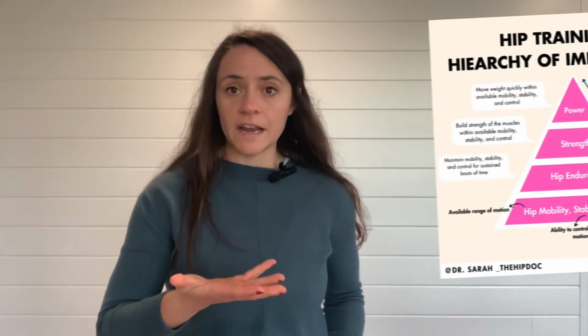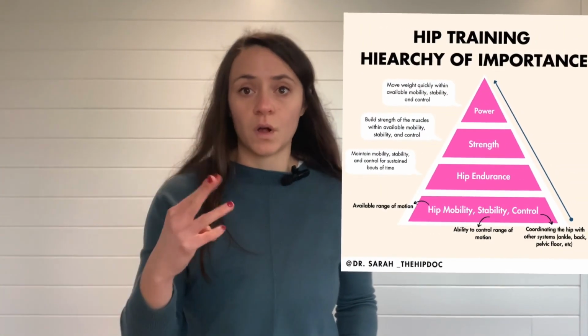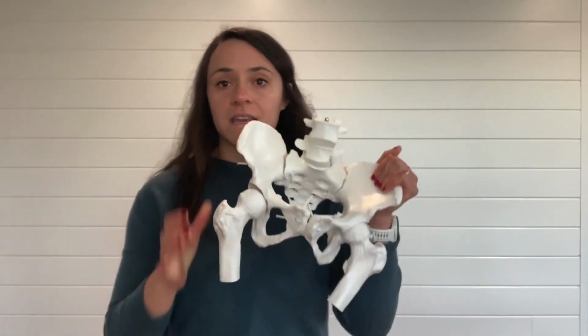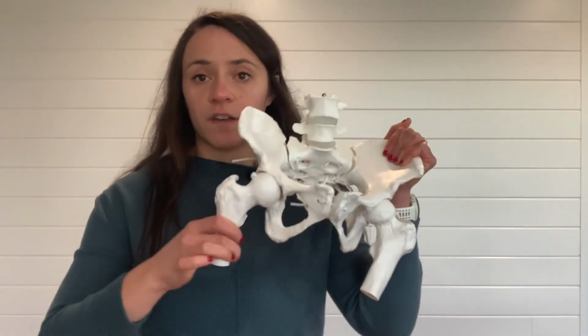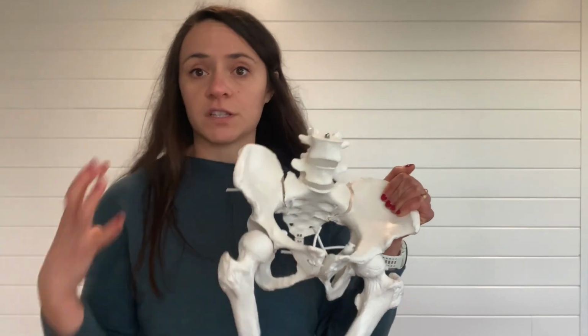First foundational layer of this pyramid that you're going to see is hip mobility, stability, and control. Let's break that down and then I'll go into some examples. Hip mobility, what I like to think of is how much available range of motion do you have in your hip and in the joints around it that are going to allow you to do the things that you want to do.